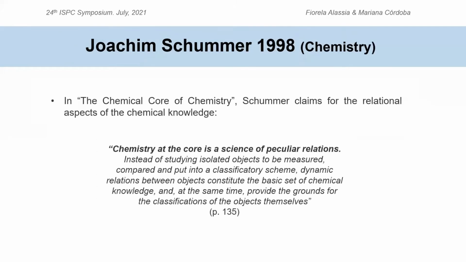In chemistry, we have the ideas of Schummer, who claims for the relational aspects of chemical knowledge. He claims, chemistry at the core is the science of pair relations. Instead of studying isolated objects to be measured, compared, and put into a classificatory scheme, dynamic relations between objects constitute the basic set of chemical knowledge, and at the same time provide the grounds for the classifications of the objects themselves.